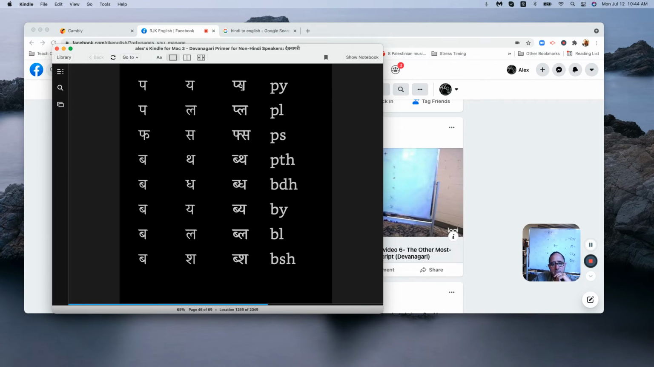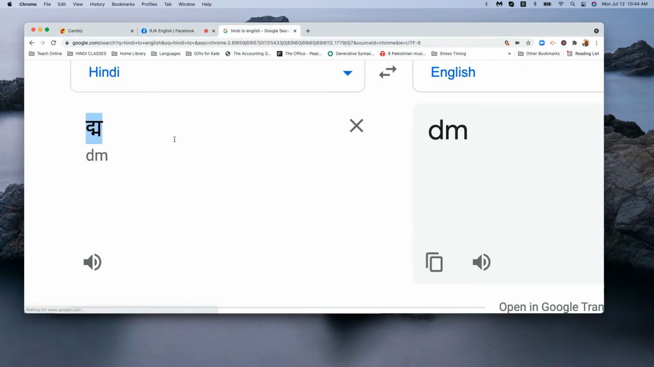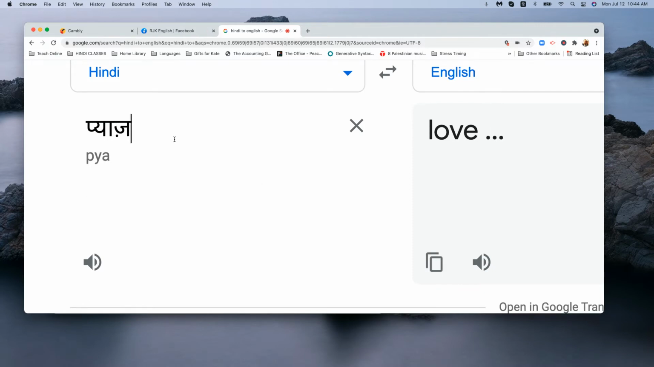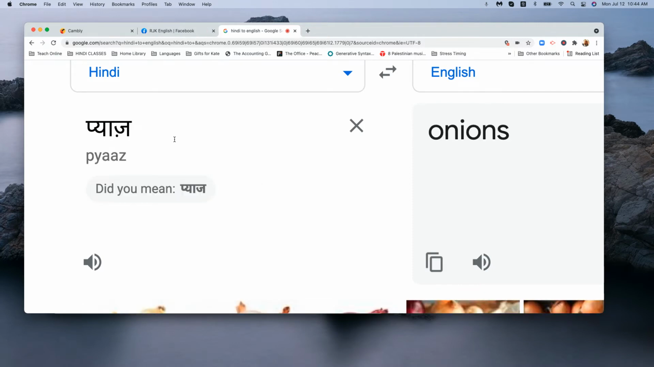P and Y, piaz is one of these, the word piaz. It means onions, piaz or piaj. Some people say piaj, but it's piaz. See, it's the pa, ya.